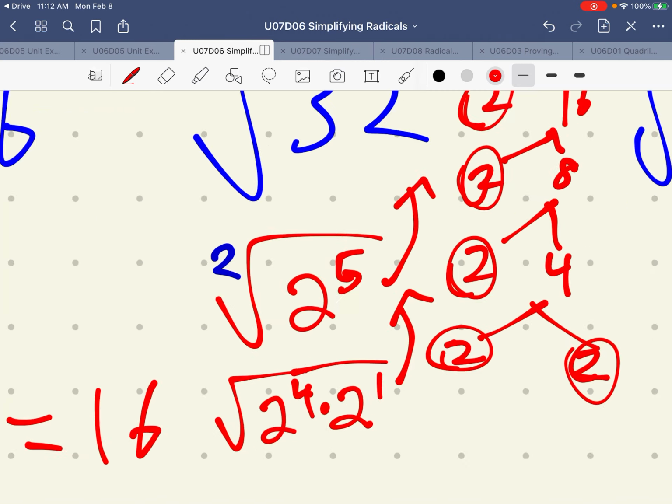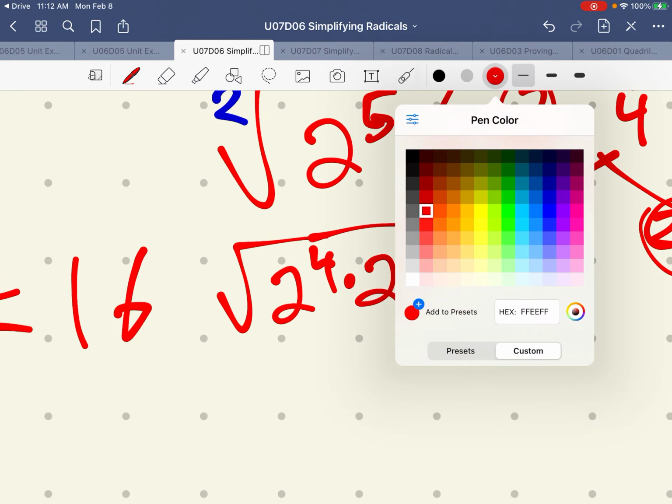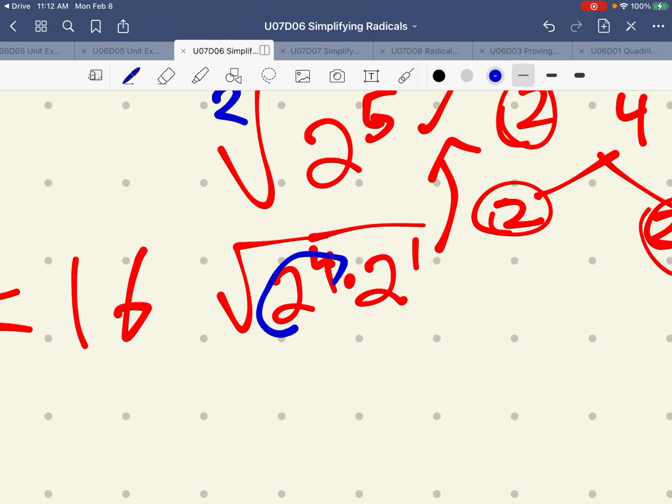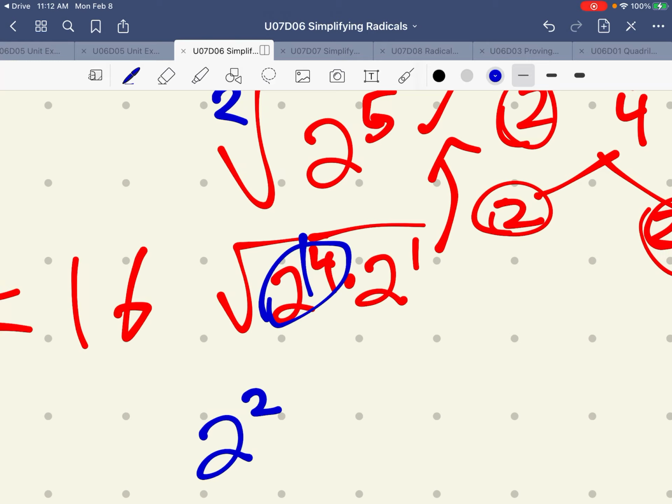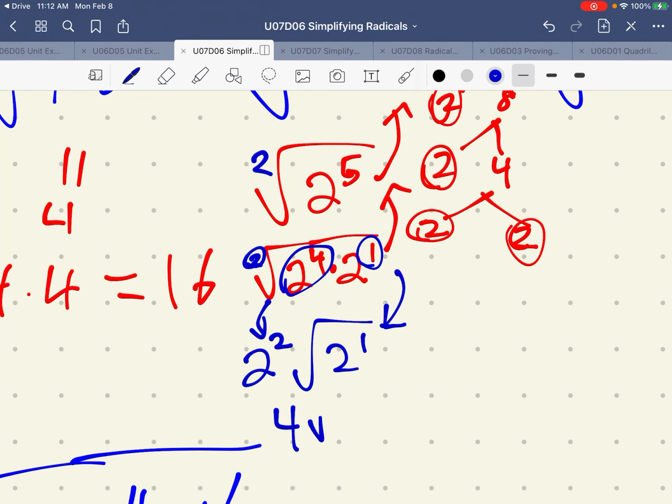And we're just going to take the square root of the values inside of the square root. So what number multiplies by itself to equal 2 to the 4th power? Well, 2 to the 2nd power, pretty much meaning we take the exponent on the inside and divide it by the index on the outside. So 2 to the 4th will become 2 to the 2nd, and the 2 to the 1st will stay inside because the 1 is not divisible by 2. Because the 4 was divisible by 2, it comes out and gets divided. So our final answer would be 4 radical 2.